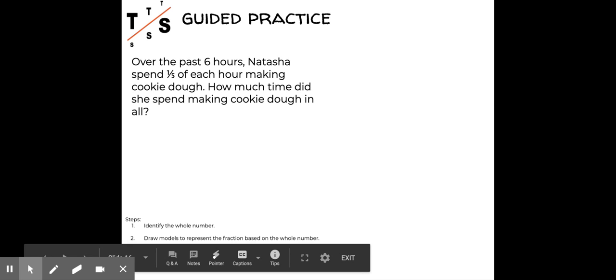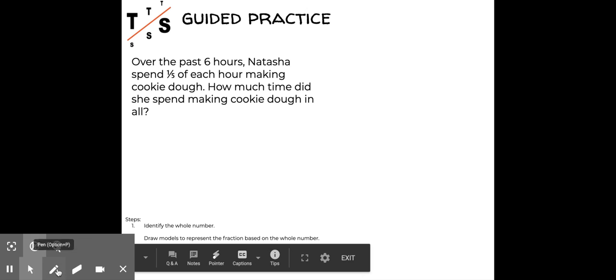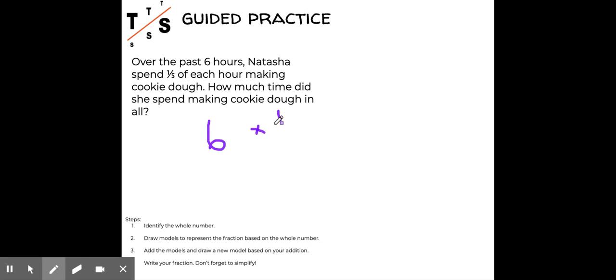Let's try a word problem. Over the past 6 hours, Natasha spent 1/5 of each hour making cookie dough. How much time did she spend making cookie dough in all? Well, over 6 hours, she was spending 1/5 of each hour. So I could draw my models to represent 1/5. 1, 2, 3, 4, 5. And I know that I'm going to add that 6 times.